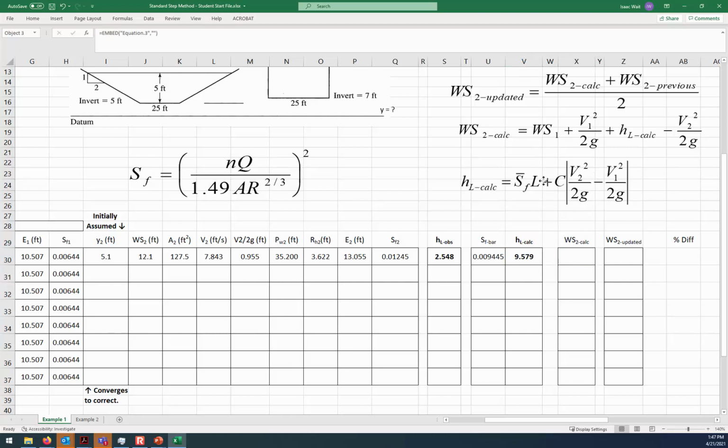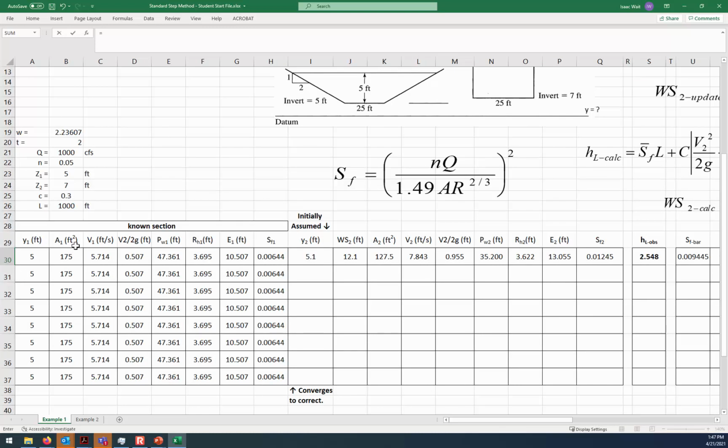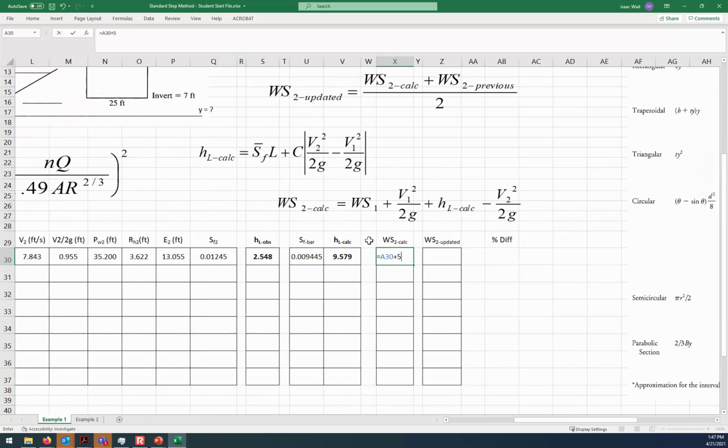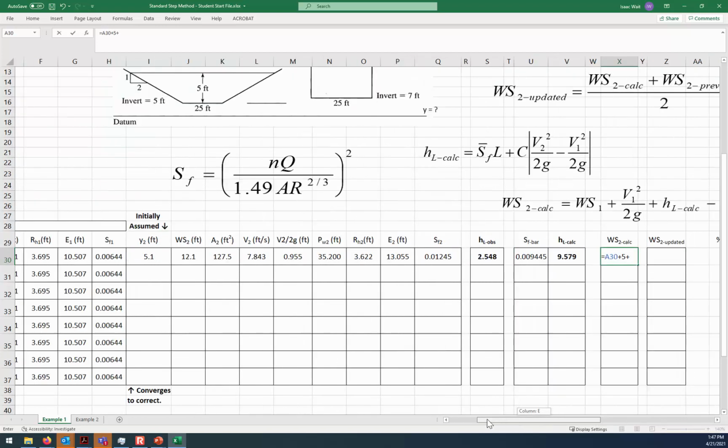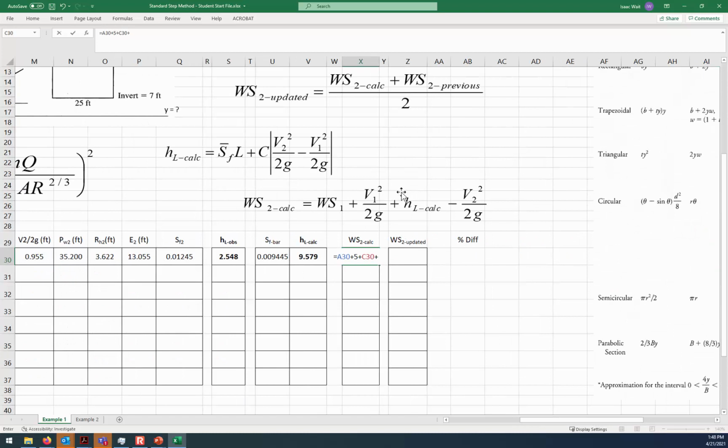So this is the formula we're going to use for the calculated water surface at 2. It's going to be the water surface at 1. We don't have a special column for water surface at 1, but it is the depth plus the z. And so water surface 1 is the depth plus 5 meters, because that's z1. Water surface at 1 plus the velocity head at 1. Okay, so we'll click on here's our v1, plus the head loss calculated minus the velocity head at 2. Here's that reference to the velocity head at 2.